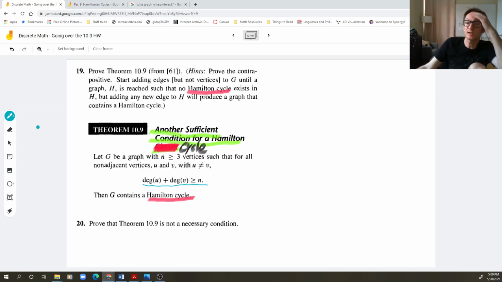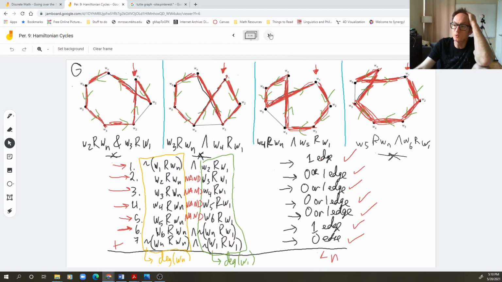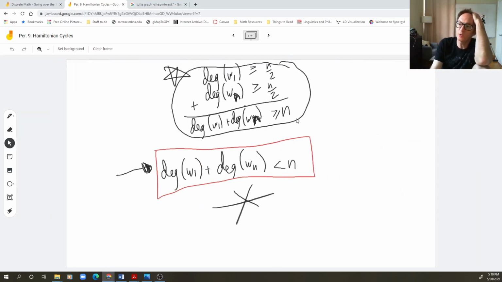Instead, we merely require that for every pair of vertices, the sum of their degrees be greater than or equal to n. But that is actually exactly what we used. In fact, the only time in this entire proof that we used that the degree had to be greater than or equal to n over 2 was to get that the sum of the degrees of W1 and Wn is greater than or equal to n.